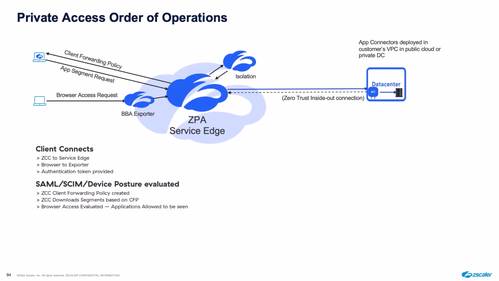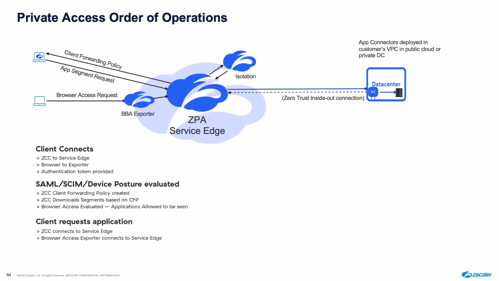The Service Edge makes a client forwarding policy for Zscaler Client Connector, and that's the definition based on the policy of what app segments the user is allowed to download, or the Client Connector can download. With browser-based access, the user is logging into the exporter function, and as part of that authentication, the Service Edge identifies which applications the user is allowed to see and therefore which ones they're allowed to connect to. The Client Connector downloads its client forwarding policy.